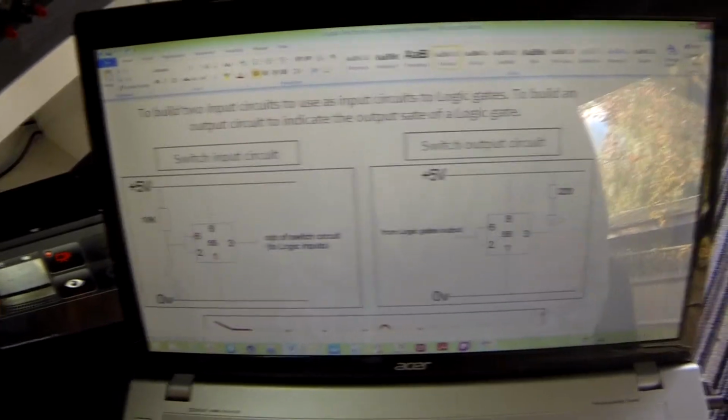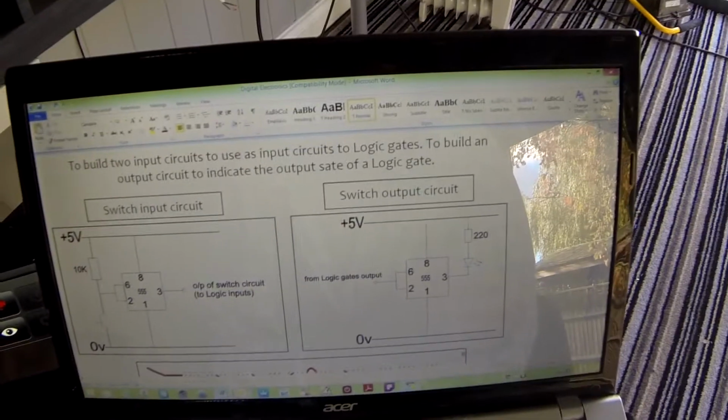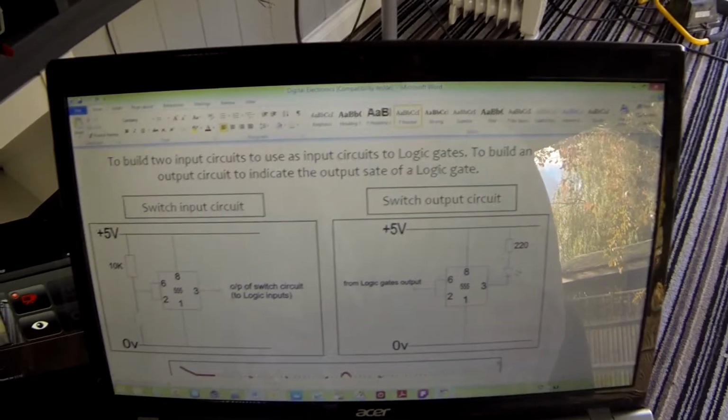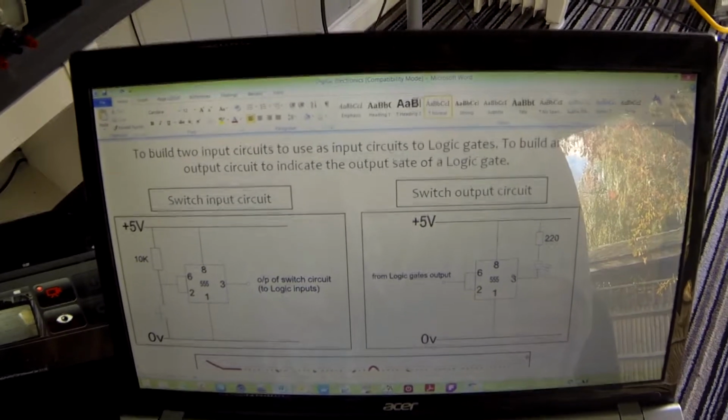Welcome to the tutorial on digital electronics. This is quite a long tutorial and I'll be breaking it up into different activities.